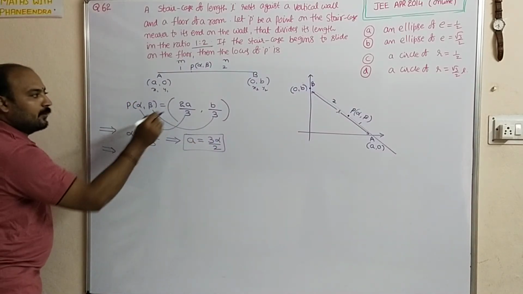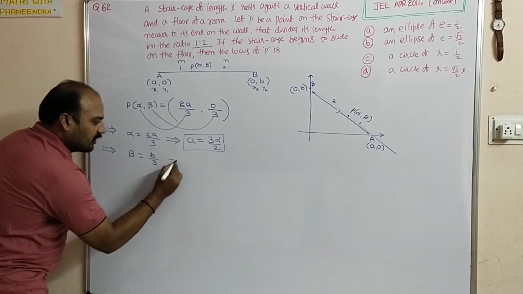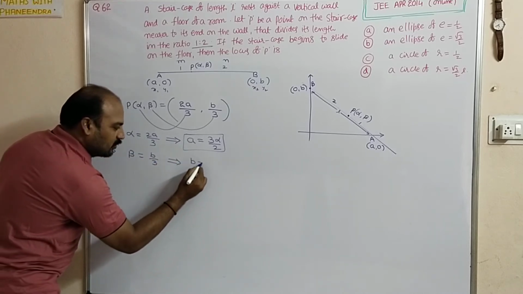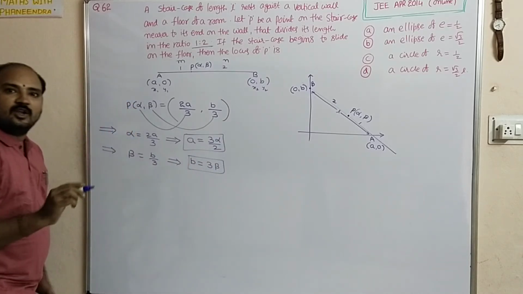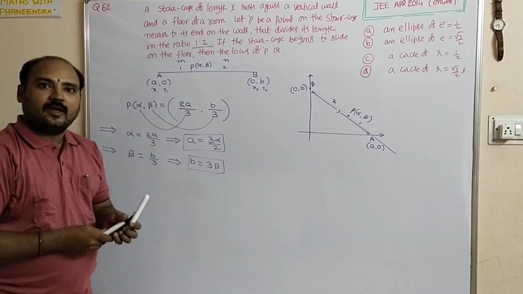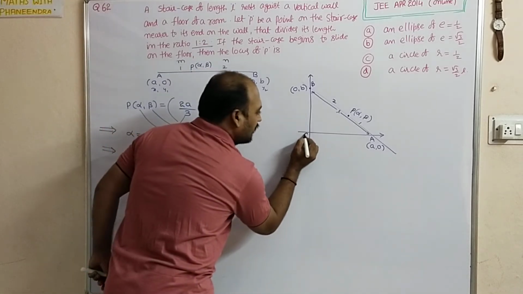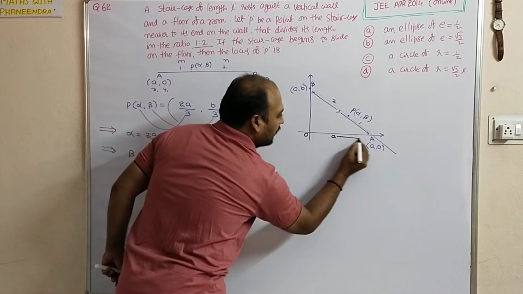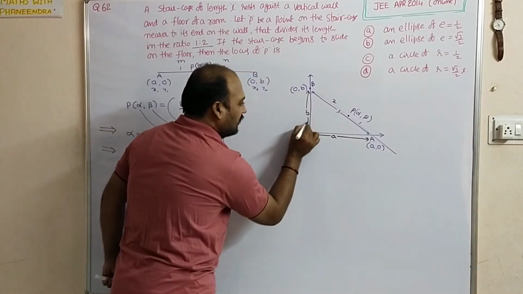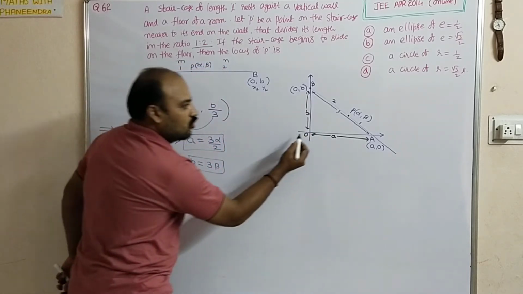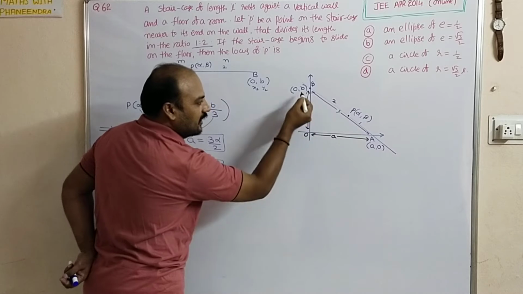Similarly, beta equal to b by 3. That implies b is equal to 3 beta. So the a value and b value, we got it. After completing the a and b values, from here to here the length is A, from here to here the length is B. So OAB is a right angle triangle whose lengths are here L, here A, here B.